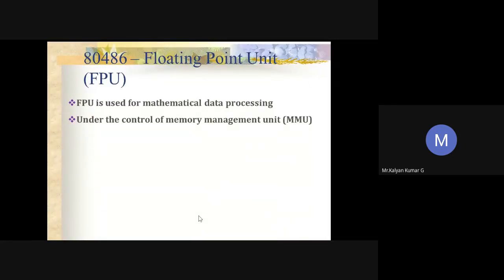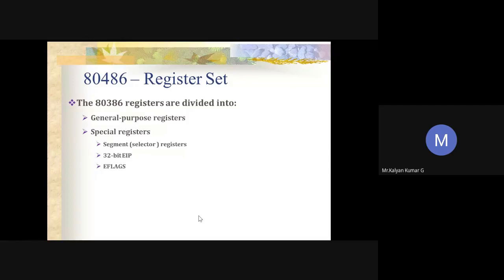And the main purpose of this floating point unit is mathematical data processing. Even your 8086 may do it, but the only difference is that the FPU performs at high speeds when compared to your normal ALU. For all these registers, if you compare the slides, 99% it's the same as your 80386. So I'll just rush through all this.